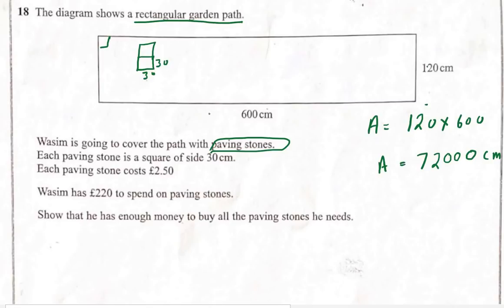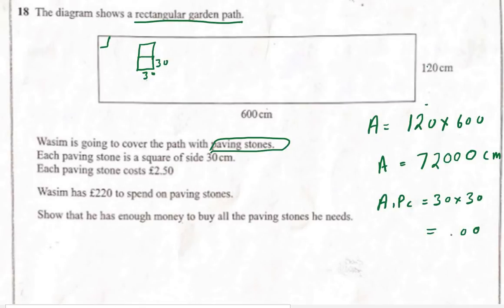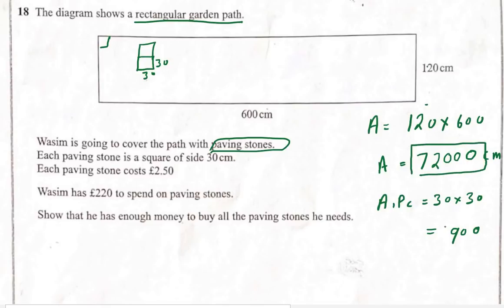And now we need to find the area of the paving stone. The paving stone we know is 30, so the area of the paving stone is going to be 30 times 30. Again, how many zeros here? 2 zeros. So 3 times 3 is going to be 900. So this is the area of the rectangular garden path, and this is the area of the paving stone.